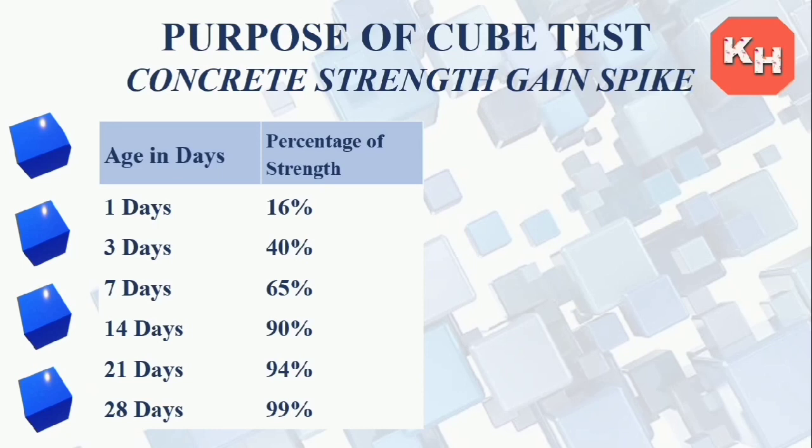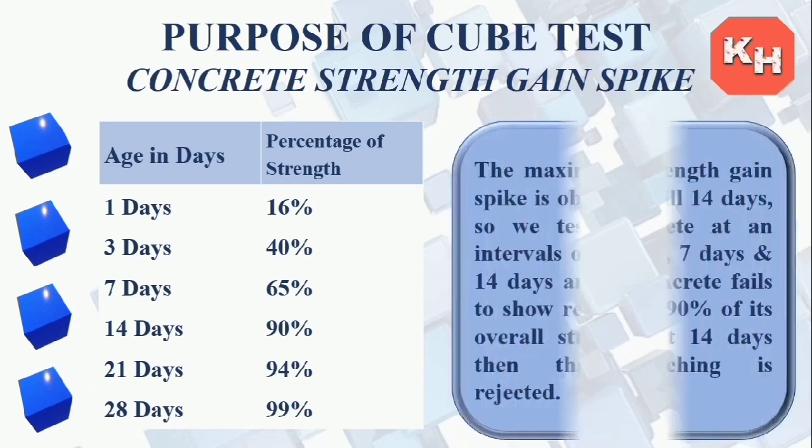Now we will see this in a table as age in days and percentage strength. On the first day it achieves 16% strength. After 3 days it achieves 40% strength. After 7 days, it achieves 65% strength. After 14 days, it achieves 90% strength. After 21 days, concrete achieves 94% strength. And after 28 days, concrete achieves 99% strength.